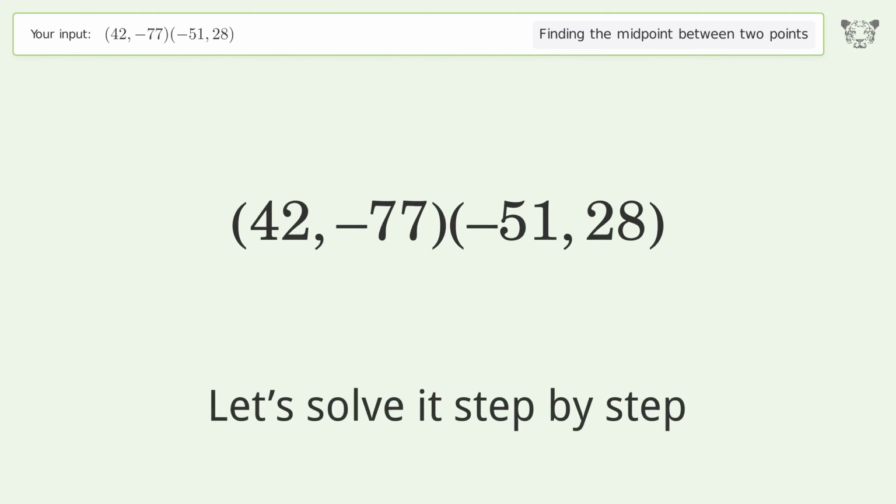Use the x values in the midpoint formula to find the midpoint's x. x1 equals 42. x2 equals -51. Simplify the arithmetic.